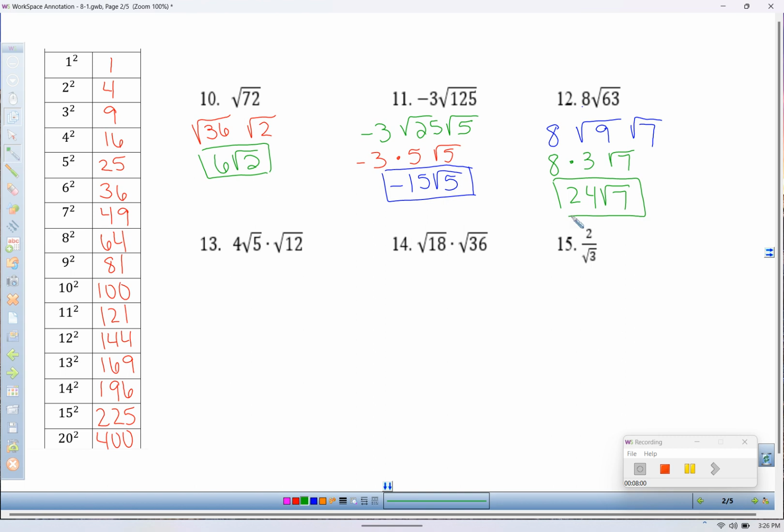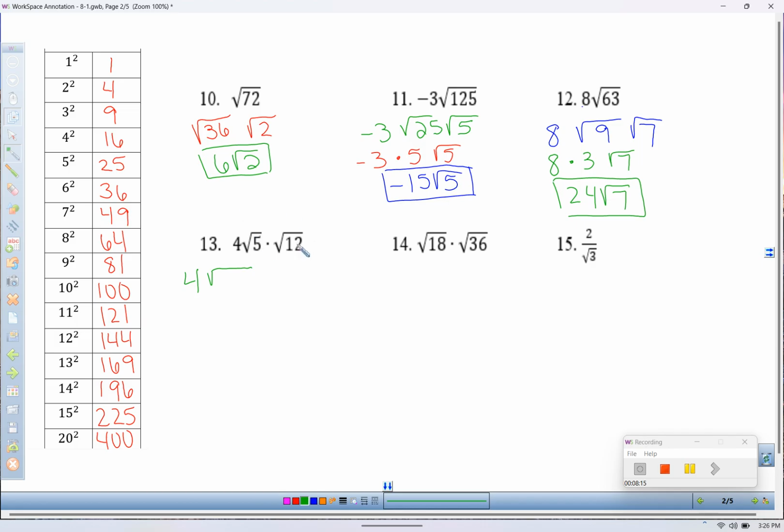Okay, let's look at number 13. When you have them like this, once again, 4 is on the outside, and we need to see, can either of these be square rooted? Okay, they cannot. So what we need to do is, because they both have square roots over them, they're kind of like terms. When we talk about like terms, it's kind of like that. But because they both have radicals, we can times them together.